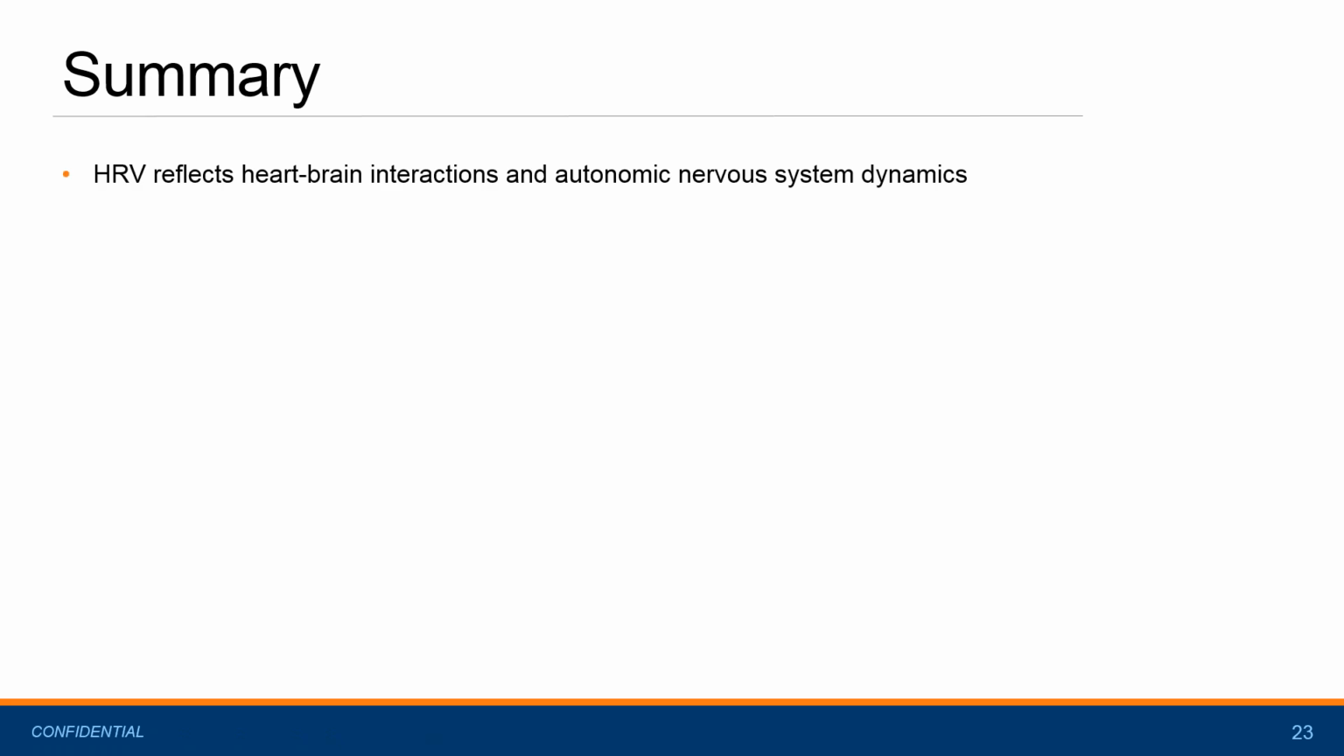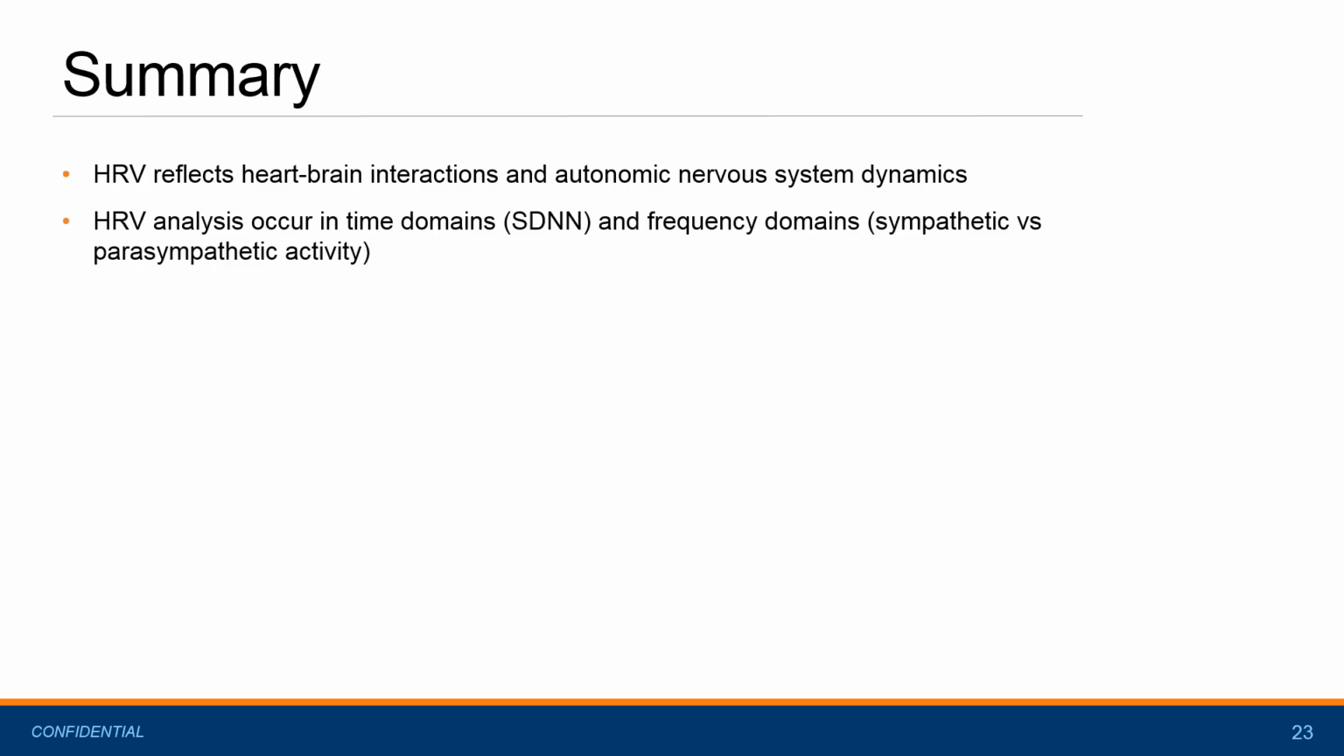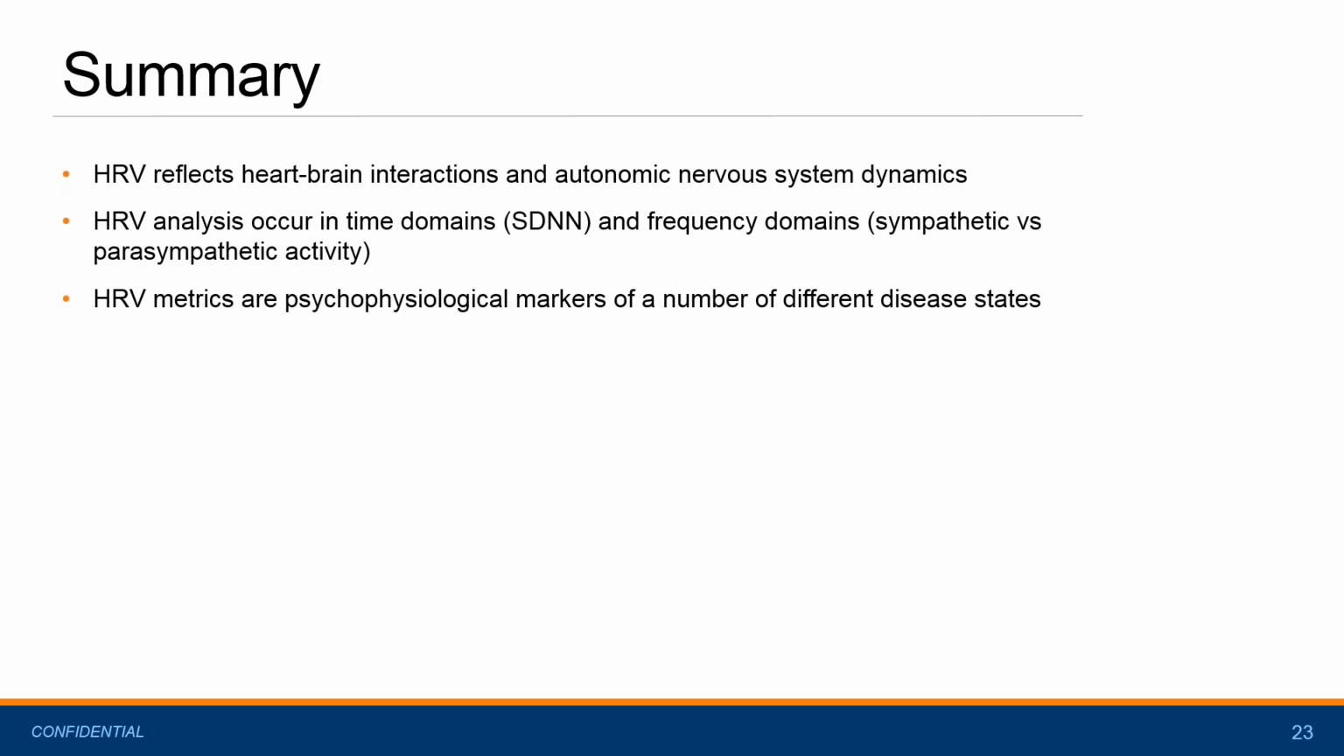First is that heart rate variability, as you now know, reflects heart-brain interactions and autonomic nervous system dynamics. Remember, it's heart-brain interactions. The heart sends more signals to the brain than the brain sends to the heart on that parasympathetic side. So certainly a lot of heart-brain interactions going on. And we can analyze heart rate variability in a time domain and a frequency domain. And these metrics are psychophysiological biomarkers of a number of different disease states.